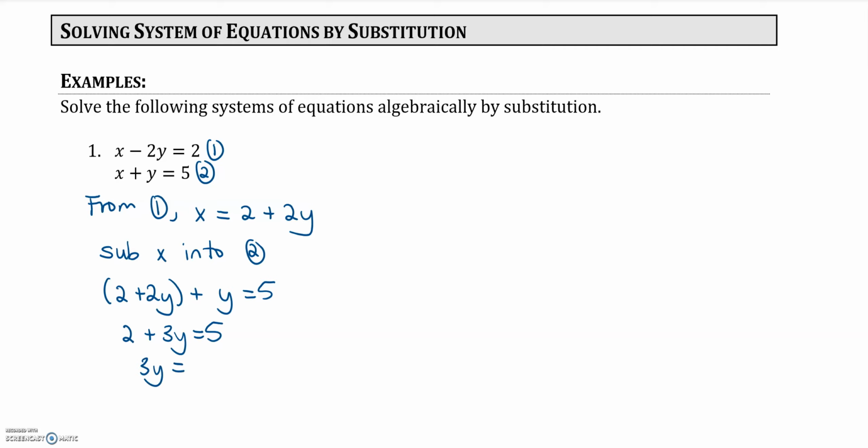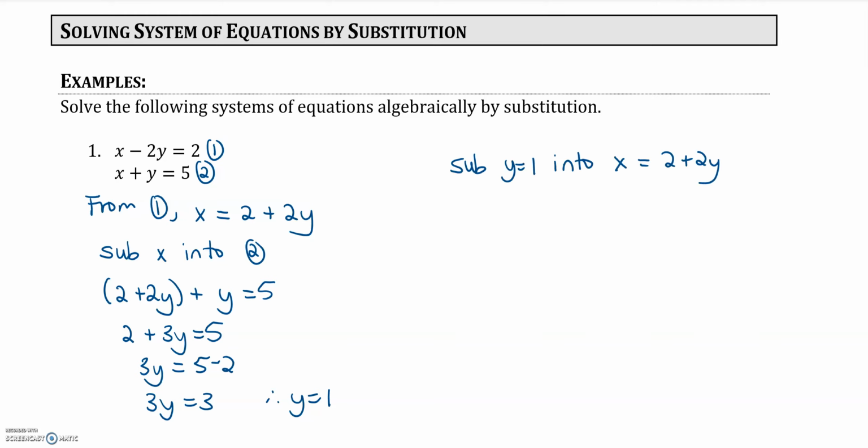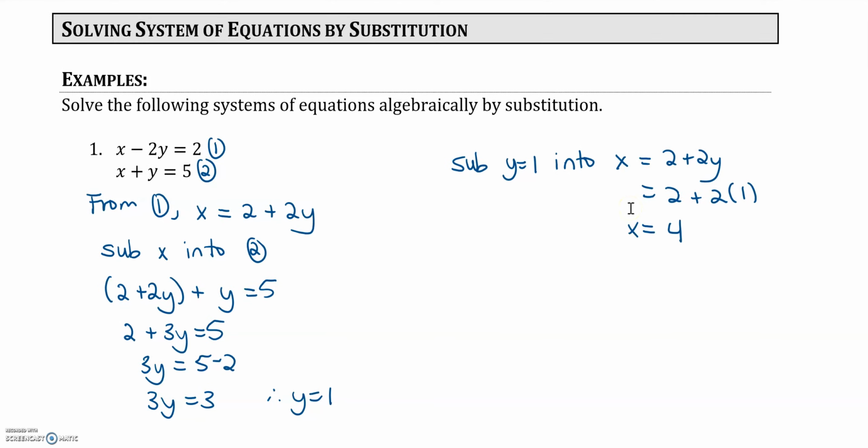And we're going to subtract 2 from both sides of the equation, and we find that 3y is equal to 3, therefore y is equal to 1. Now we use that value of y, sub it back into equation 1 to solve for x. When we do so, we find that x is equal to 4. Therefore, the solution is (4, 1).